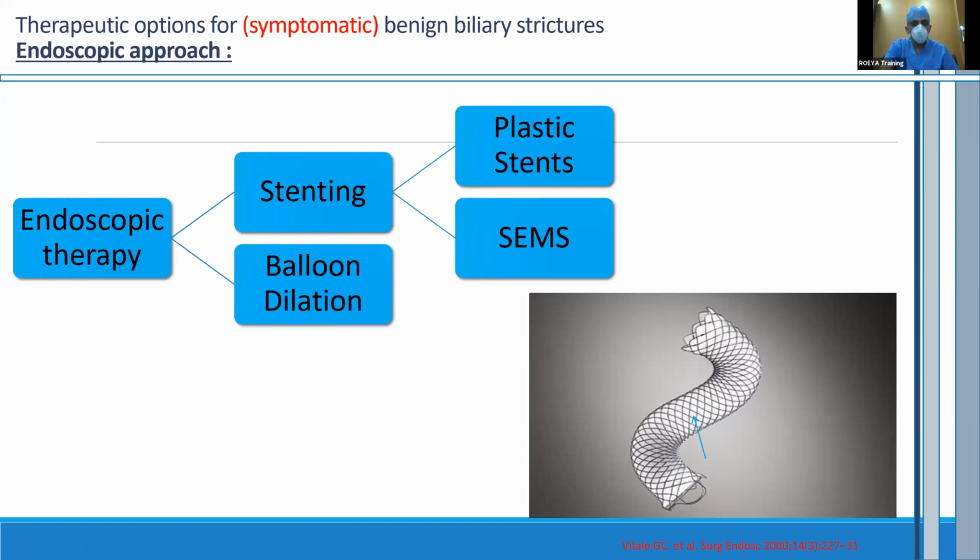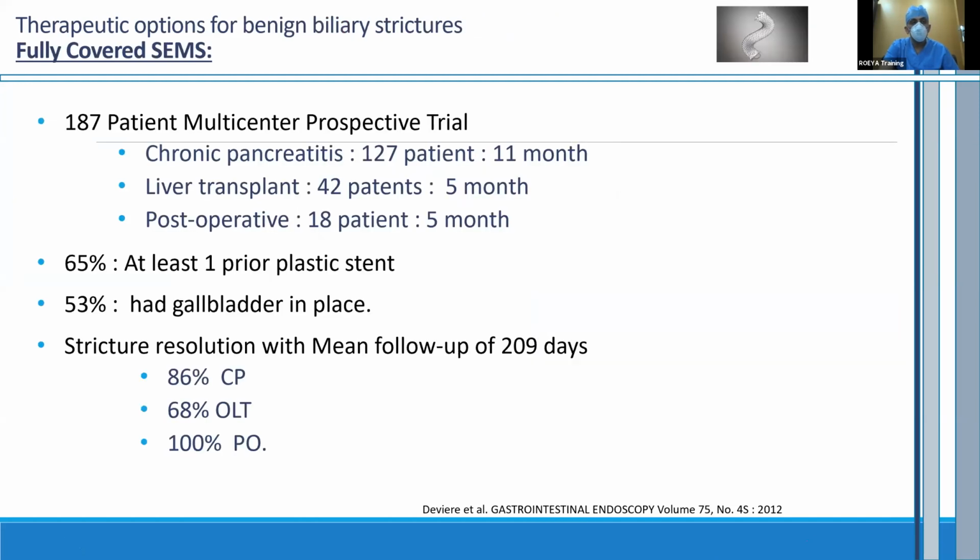I always use the plastic stent. But the plastic stent here is not only to put one stent, it's to calibrate the stricture. So you need to think about multiple stenting. This is the trial where they started.